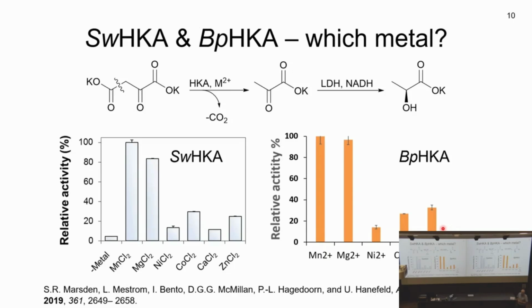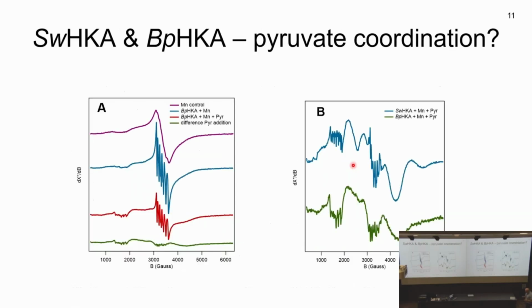We did a retroaldol reaction as an activity assay, and then you can reduce here and you can follow this in a spectrophotometer. And we saw that for both of them, manganese and magnesium are the favored metals. That's pretty much what I just showed to you before. We then took the manganese. Manganese 2+ is EPR active, so you can follow in an EPR whether a substrate coordinates or not.